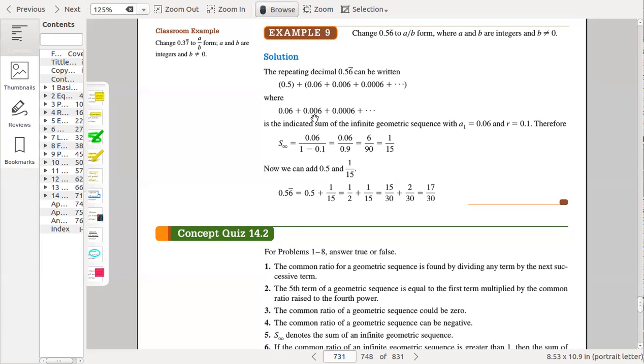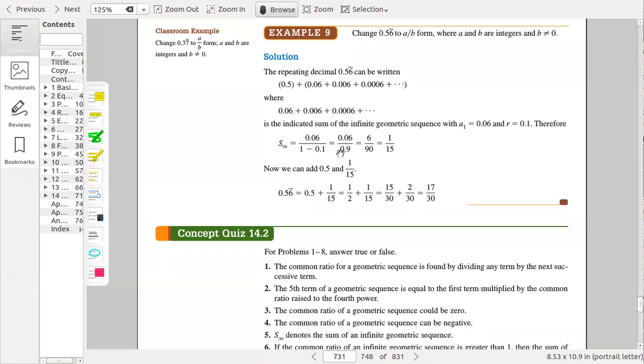The repeating decimal 0.56 bar can be written as 0.5 plus 0.06 plus 0.006 plus 0.0006, and so on, where 0.06 plus 0.006 and so on is the indicated sum of an infinite geometric sequence with first term 0.06 and common ratio 0.1. Therefore, S infinite can be written as 0.06 divided by 1 minus 0.1, because the common ratio is 0.1.